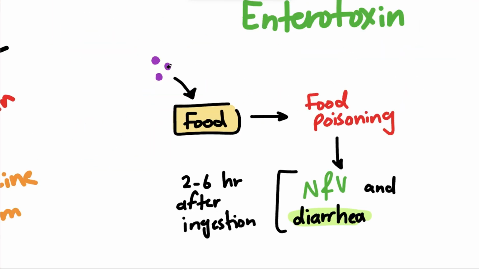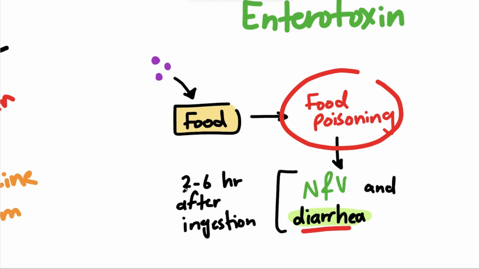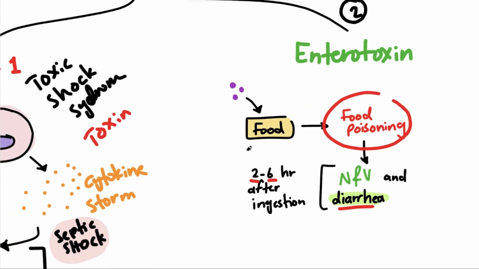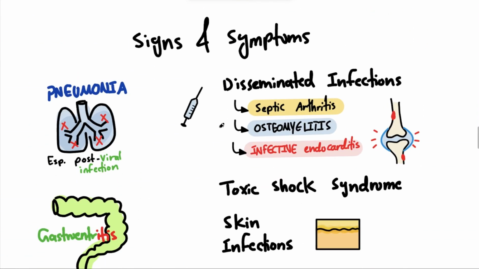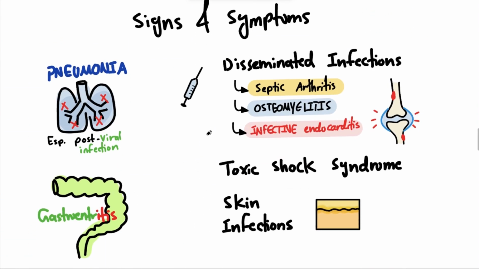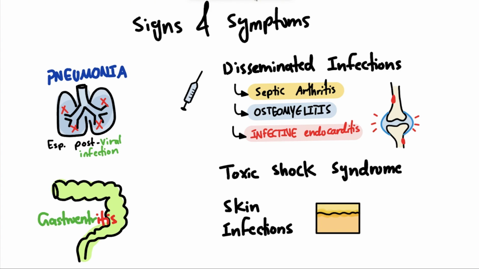This is when the bacteria lands in the food, causing food poisoning. When someone digests this food, they will develop nausea, vomiting, and diarrhea in a matter of 2 to 6 hours after ingestion. Now that we've discussed these, let's discuss the most interesting part of this lecture: signs and symptoms of Staph aureus. What does this terrible small bug cause?